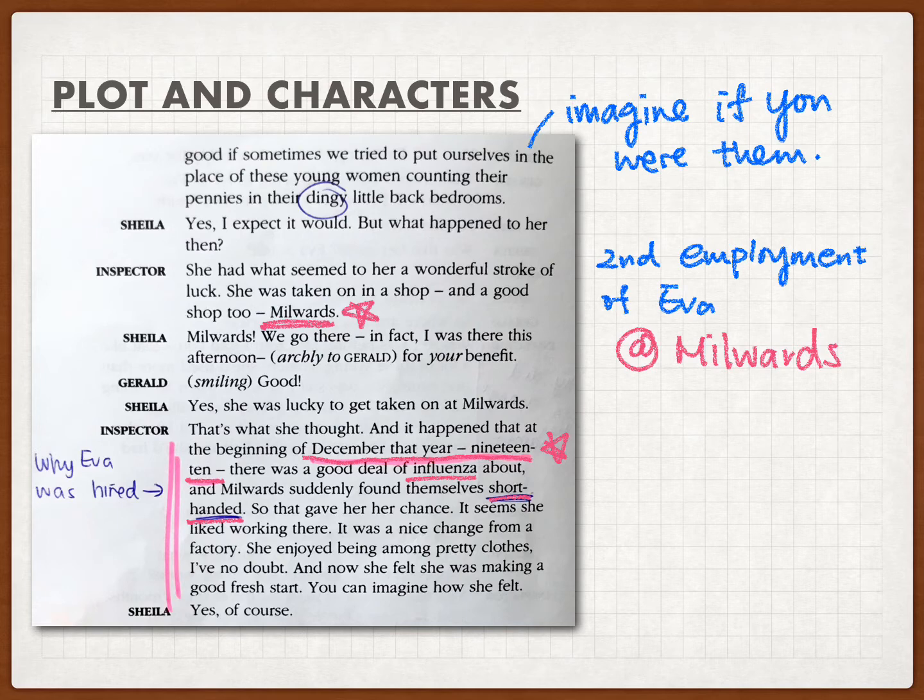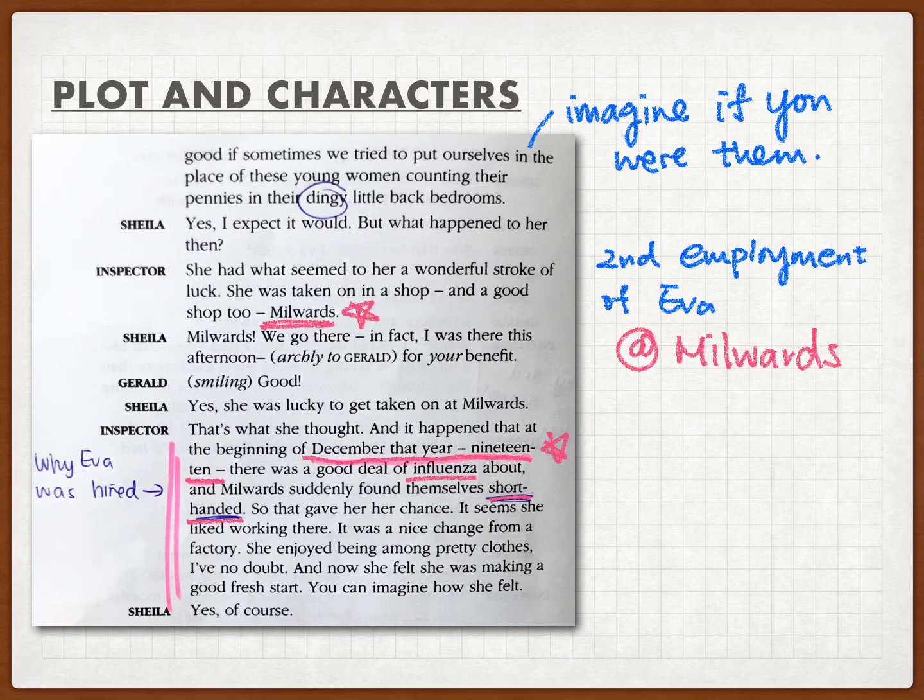And then the inspector continued to explain what happened to Eva after she was fired by Mr. Birling. Luckily, she was hired by a shop called Milwards. Milwards was a shop that Sheila and her mother always visited. She was just there that afternoon to grab some new clothes for herself to please Gerald. That's why she said to Gerald, "For your benefit." And Sheila agreed that it was really lucky for Eva Smith to be hired by Milwards, because it was a shop that served upper-class people.